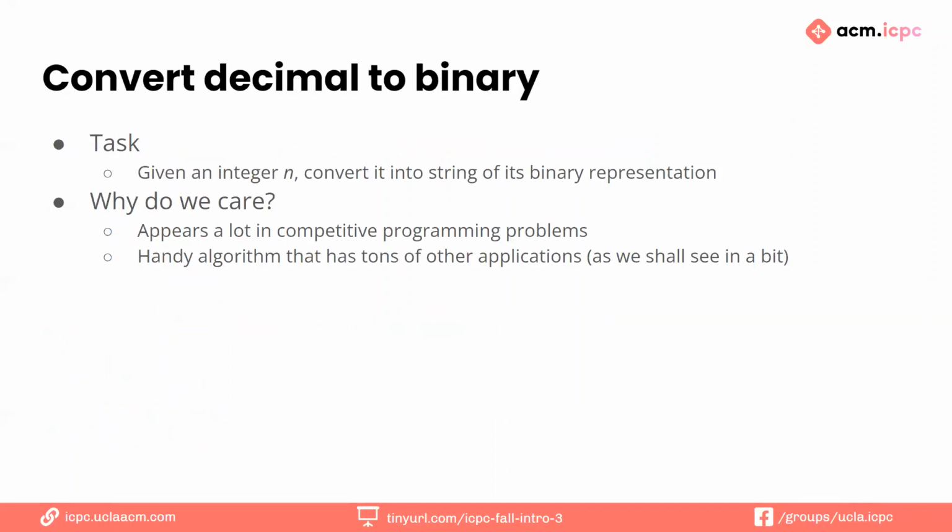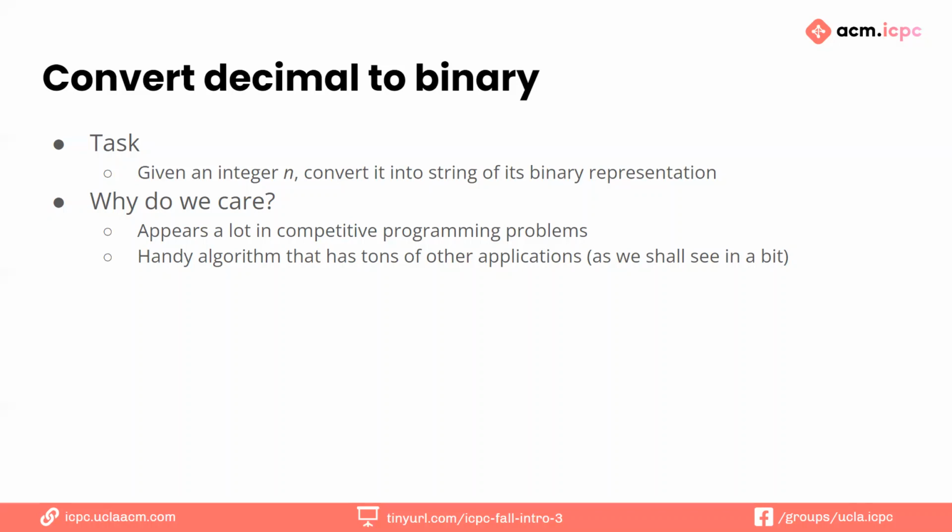In general, this operation, converting decimal to binary, is very useful. So given an integer n, we want to convert it into string of its binary representation. Why is it important? This operation appears in a lot of synthetic programming problems, so it's good to know this algorithm so that you don't need to think about it every time. And it's good to know the implementation also because there are a lot of other applications for different problems if you modify it a little bit.